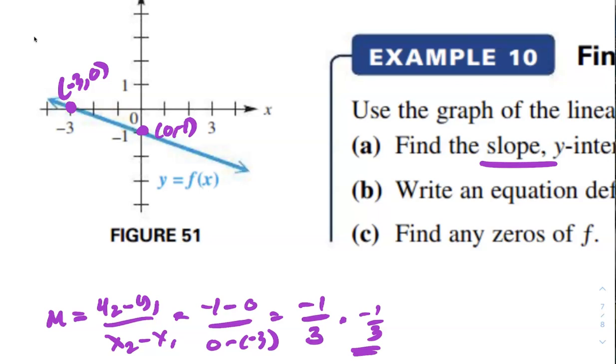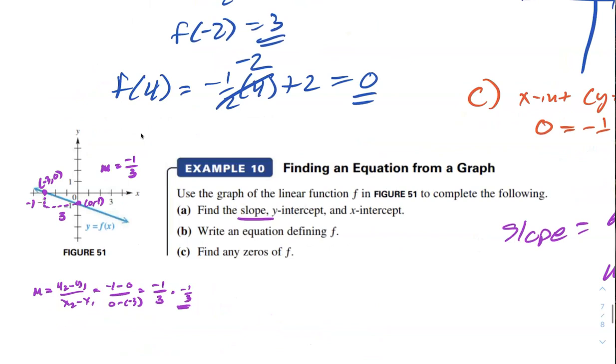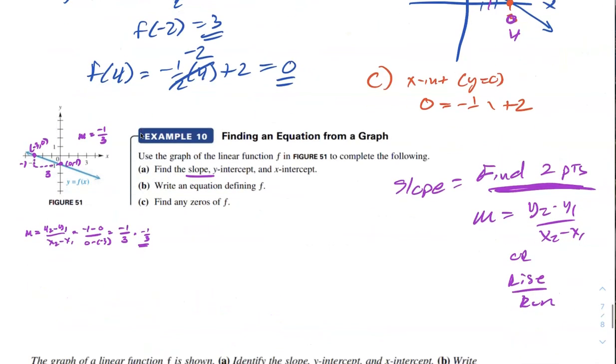But you can also do rise over run. Start from the left point, going left to right: I have to fall 1, so go down 1, and then go right 1, 2, 3. So my slope would be rise over run, fall 1 over 3, -1/3. Either way, you get a slope of -1/3. Again, the way you find a slope, you find 2 points, and either do the slope equation or rise over run.